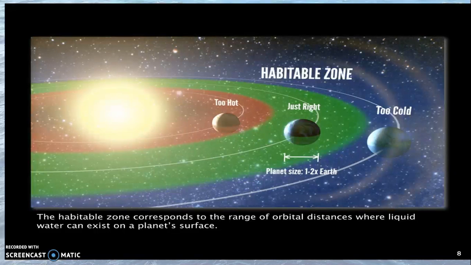So we can think about it like, as I said, the Goldilocks zone. We've got too hot, too cold, and just right. So Earth is in that baby bear area. Baby bear had his porridge just right.